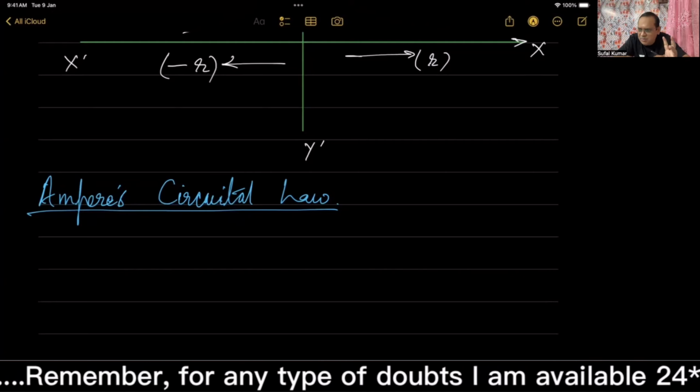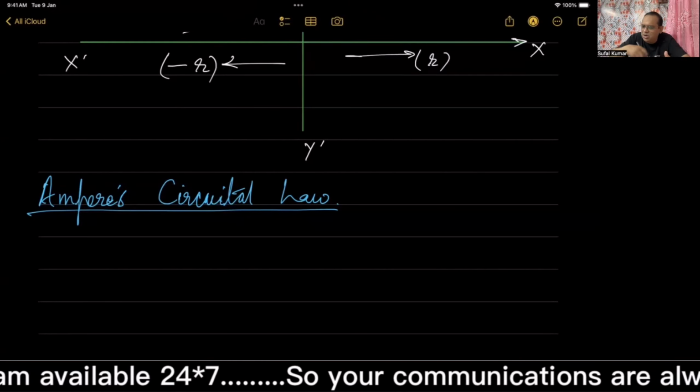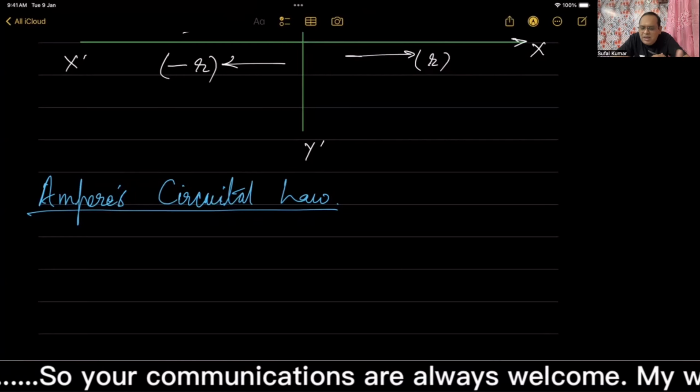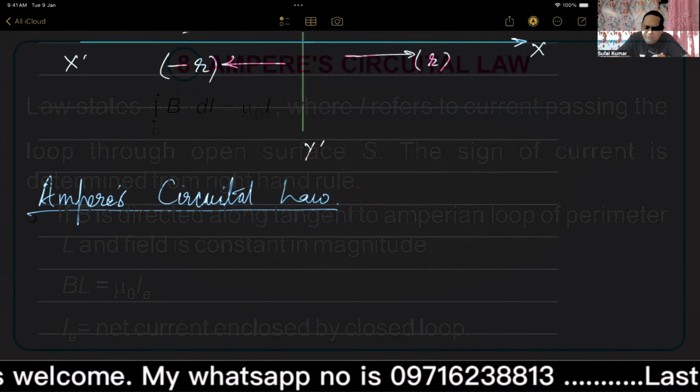Here we have some solenoid and toroid. Toroid is also an infinite solenoid wound up over a ring. That's the reason why we are to study Ampere's circuital law also.